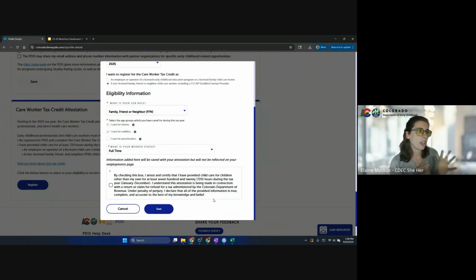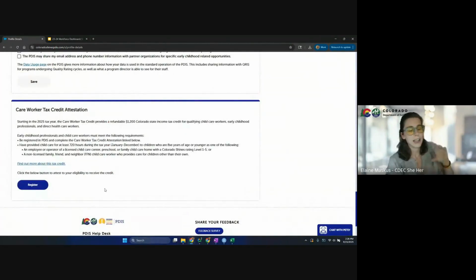And then there's this attestation again. The attestation is slightly different for licensed professionals versus the informal care providers because there's different eligibility criteria. So again, folks really need to make sure they're reading this and that it is all 100% accurate. If it is not accurate, then unfortunately that person is not eligible for the tax credit. But again, once all of the fields are selected, click save.